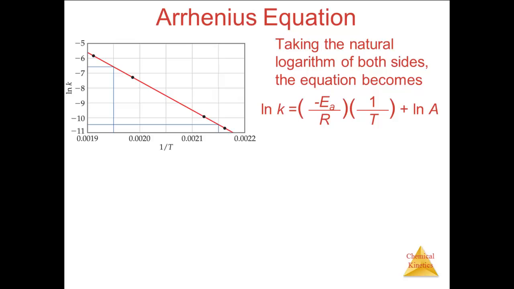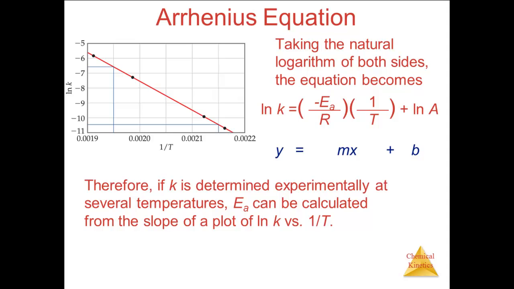If we take the natural log of both sides of the Arrhenius equation, we get the equation natural log of K equals minus E sub A over R times 1 over T plus natural log of A. This equation has the general form of a linear equation, y equals mx plus b, where y is the natural log of the rate constant K, the slope is minus E sub A over R, both of these are constant for a particular reaction, x is 1 over the Kelvin temperature, and the intercept is the natural log of the frequency factor A. So, if we determine the value of the rate constant at several temperatures, we can determine the value of the activation energy by graphing the natural log of K versus 1 over the Kelvin temperature and using the slope.